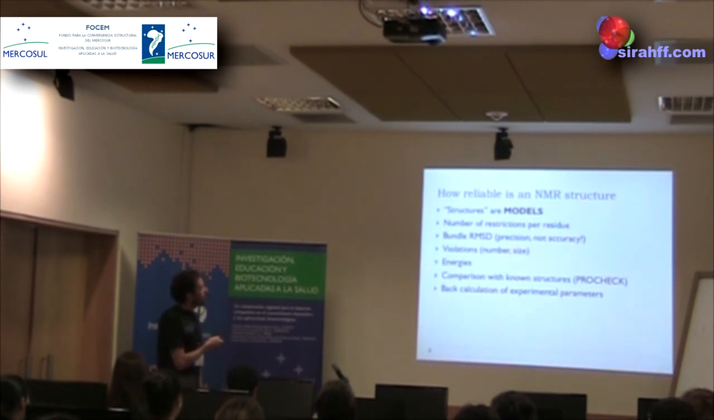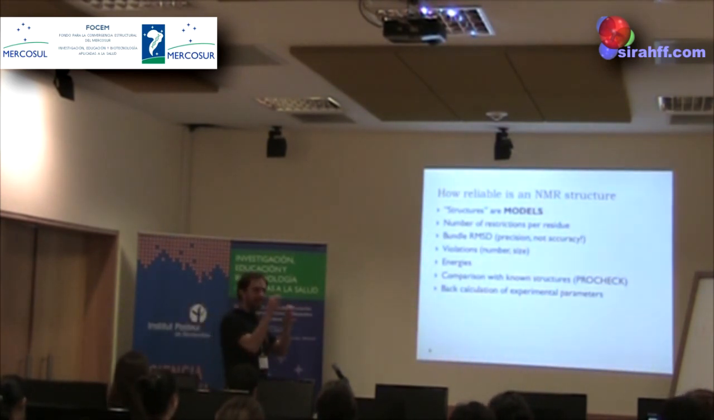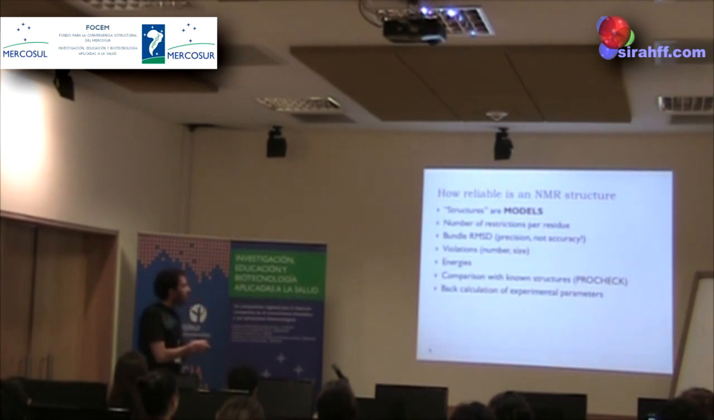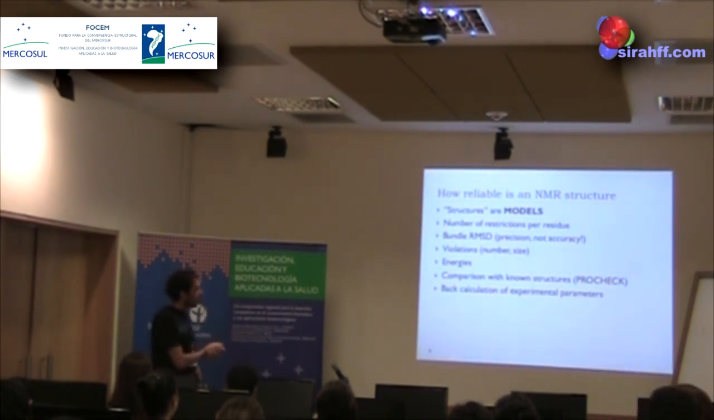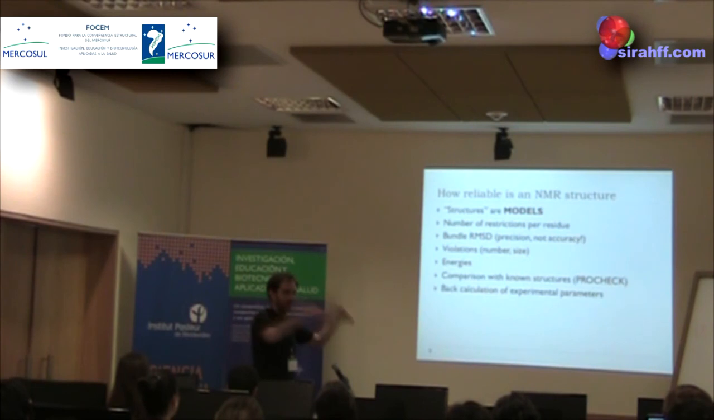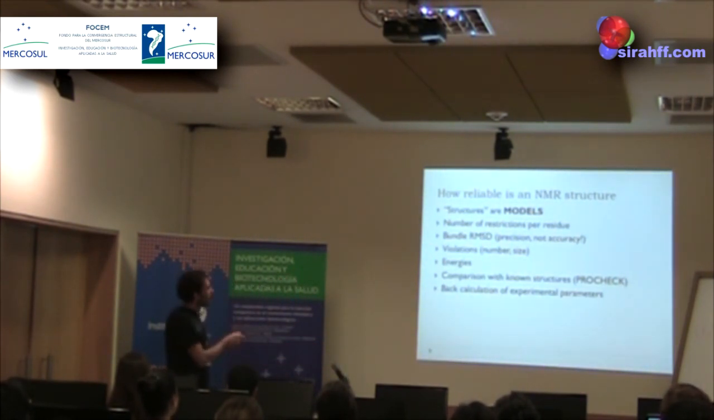And the reliability will depend on how many restrictions you have per residue, so how many different things you can tie with the atoms that you have in position. You don't get a single structure, you get a bundle of structures. And one measure of reliability is the RMSD, the difference between the structures in the bundle. But this informs on precision, not accuracy. So it will tell you that the calculation went all the time the same way, but I don't know which went right or went wrong.